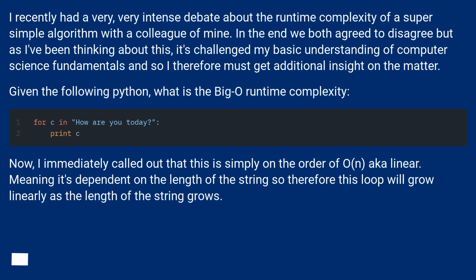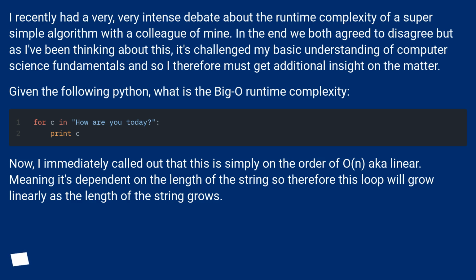I recently had a very intense debate about the runtime complexity of a super simple algorithm with a colleague of mine. In the end we both agreed to disagree, but as I've been thinking about this, it's challenged my basic understanding of computer science fundamentals, and so I must get additional insight on the matter. Given the following Python, what is the Big O runtime complexity?